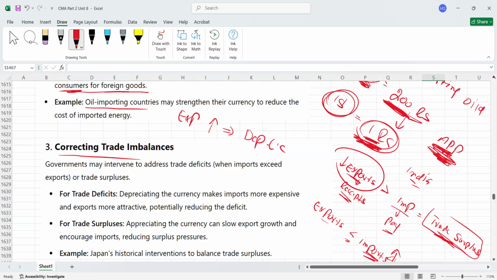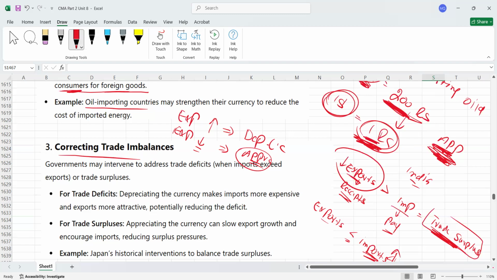And now the other way around. If you want to reduce the exports, what do you have to do? You have to appreciate your currency. If you appreciate your currency, this trade surplus can be adjusted, can be removed. Okay, so this is what is written here.